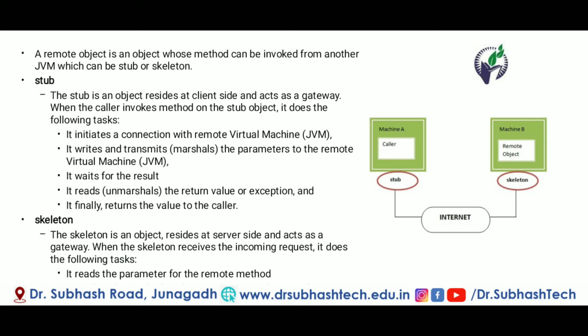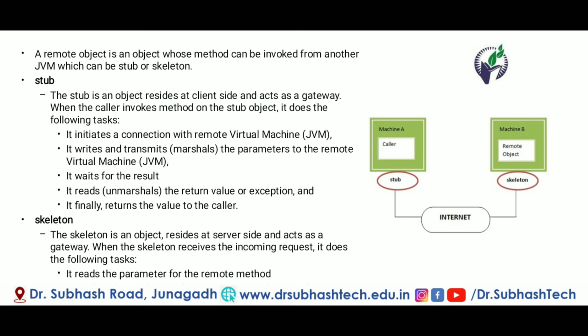Then the next task performed by the stub is that it reads the return value or exception. In this we can say that when you communicate in a remote network or distributed network, you just don't have to pass the parameters as they are. You have to apply some conversion, or we can say some encryption, performed by the communication process. So this thing is defined as marshalling and unmarshalling.